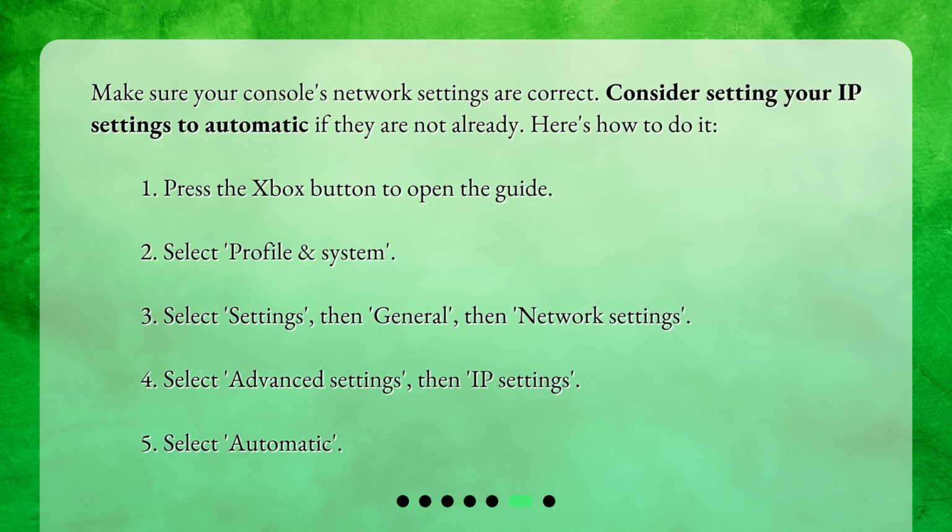1. Press the Xbox button to open the guide. 2. Select Profile and System. 3. Select Settings, then General, then Network Settings. 4. Select Advanced Settings, then IP Settings. 5. Select Automatic.